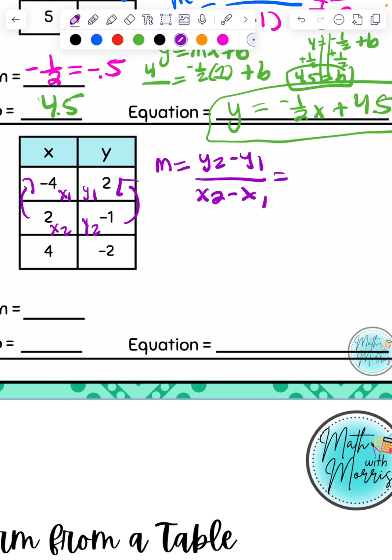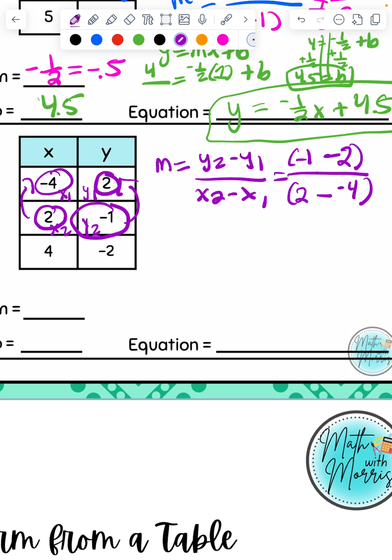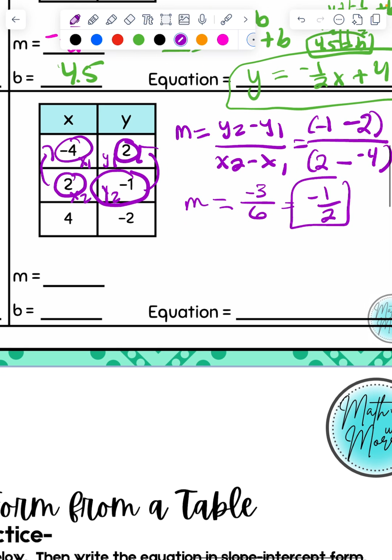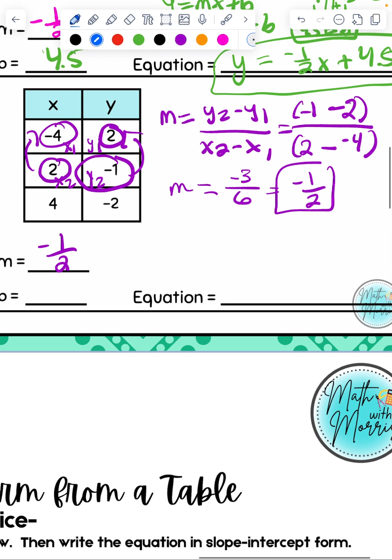So my second y coordinate is -1 minus my first y coordinate is 2 over my second x coordinate is +2 minus my first x coordinate, which is -4. I plug all that into my handy dandy little calculator, and I get -3 over 6, which will simplify to give me -1/2 again. So I'm going to come over and put -1/2 for my slope.